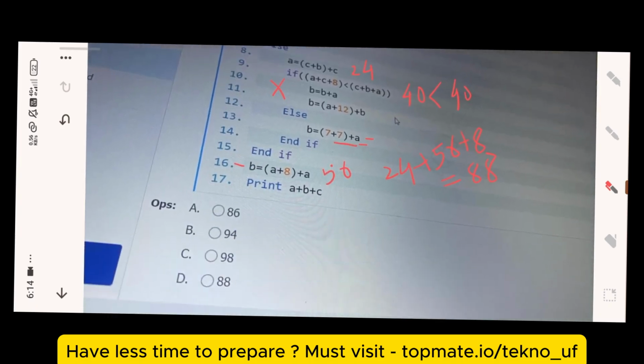Okay, so as you can see, the options are these. So out of those, 88 will be the correct answer. So I hope you understood, right? So I'll give you an example and a quiz question so that you can practice more.